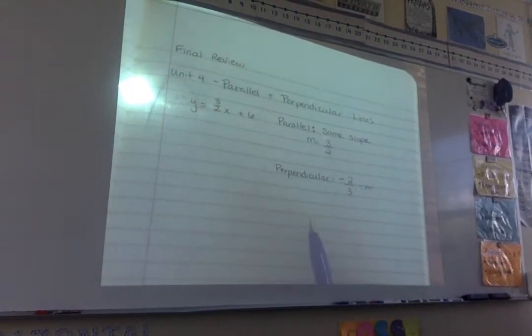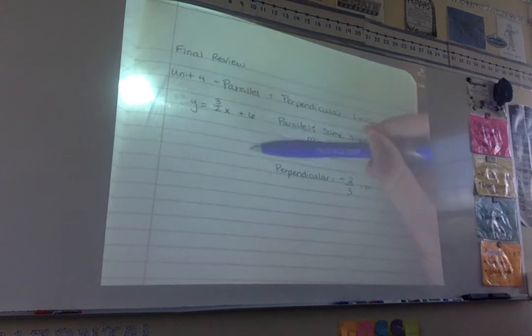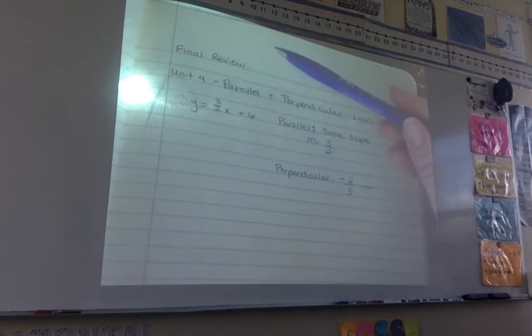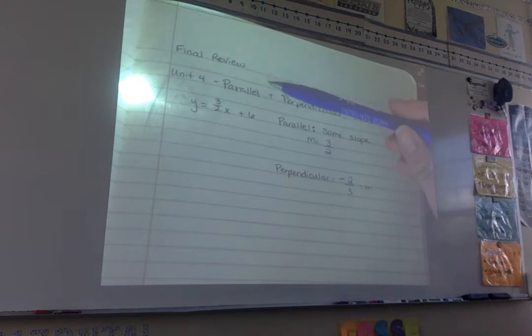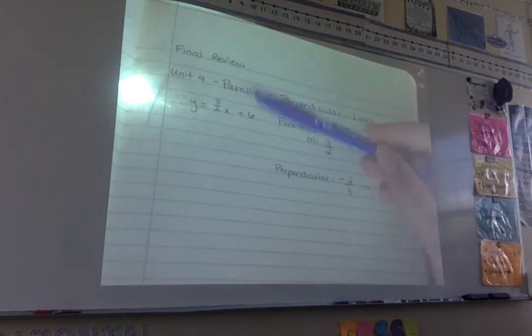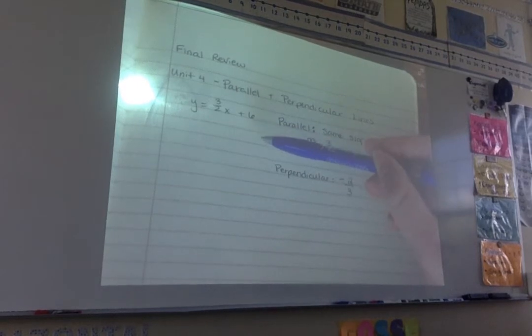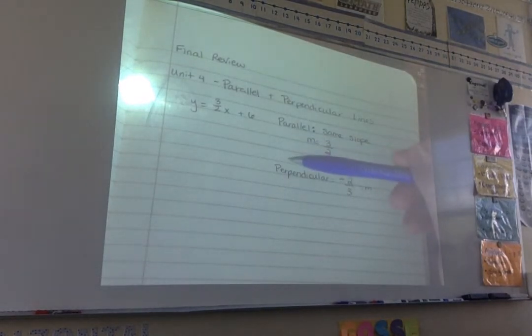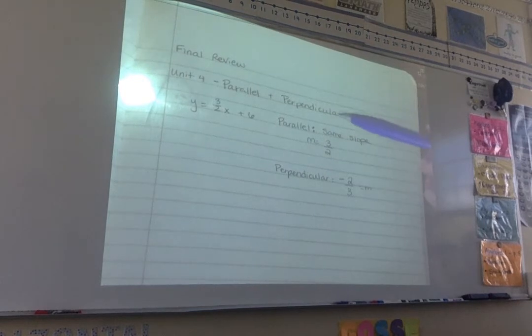For a parallel and for a perpendicular, does the y-intercept from the original equation have to be the same? No, and in fact it shouldn't be the same. For perpendicular it could be, but for parallel it definitely should not be, because then it's not a different line or a parallel line, it's the same line. So it's technically just one line.